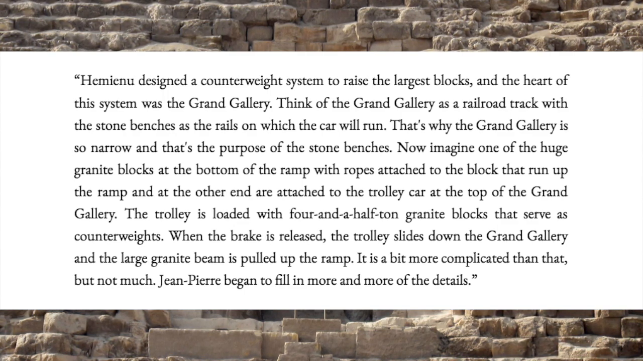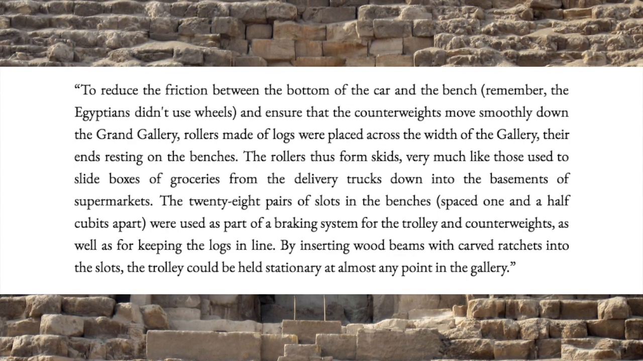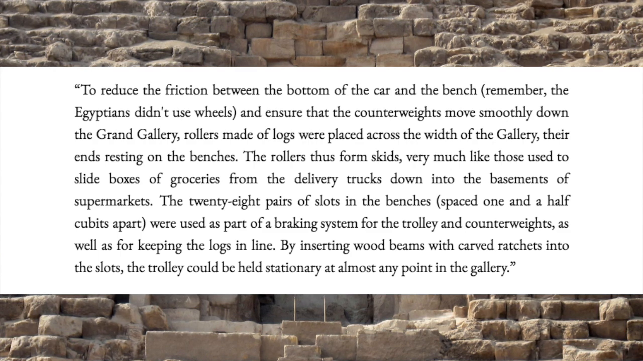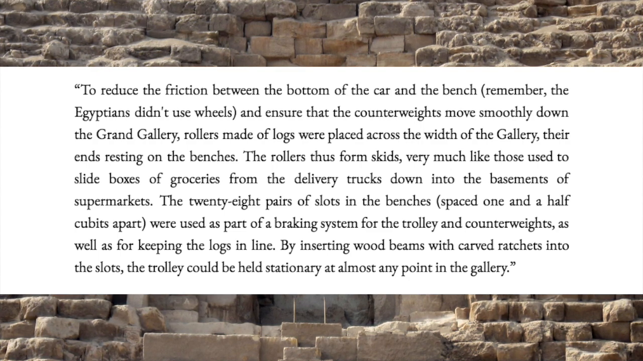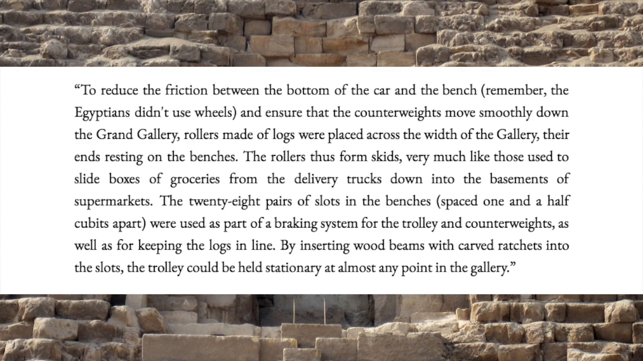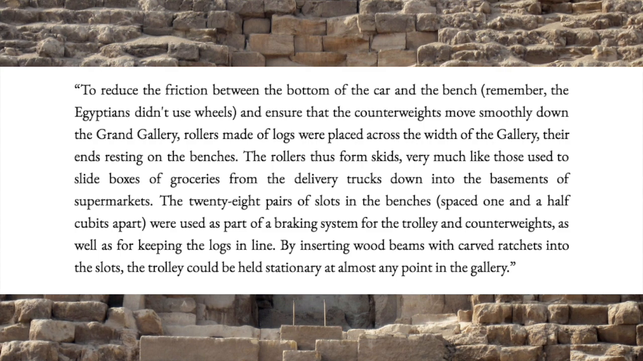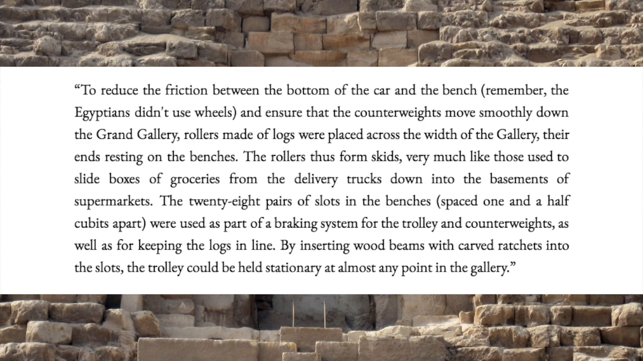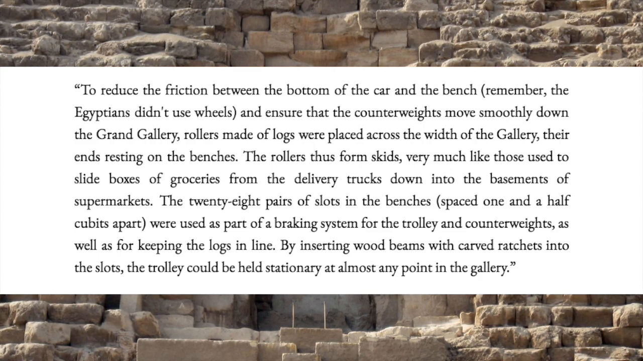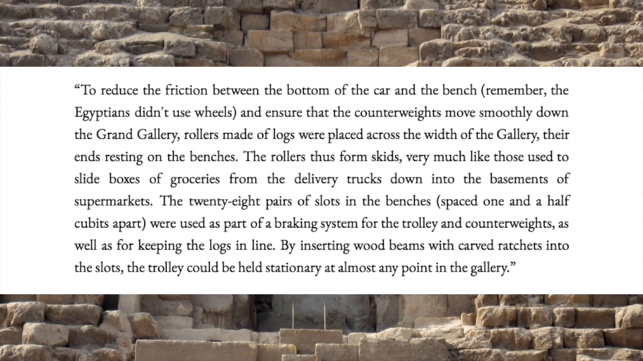Jean-Pierre began to fill in more and more of the details. "To reduce the friction between the bottom of the car and the bench, remember the Egyptians didn't use wheels, and ensure that the counterweights moved smoothly down the Grand Gallery, rollers made of logs were placed across the width of the gallery, their ends resting on the benches. The rollers thus form skids very much like those used to slide boxes of groceries from delivery trucks down into the basement of supermarkets. The 28 pairs of slots in the benches, spaced 1.5 cubits apart, were used as part of a braking system for the trolleys and counterweights, as well as for keeping the logs in line.